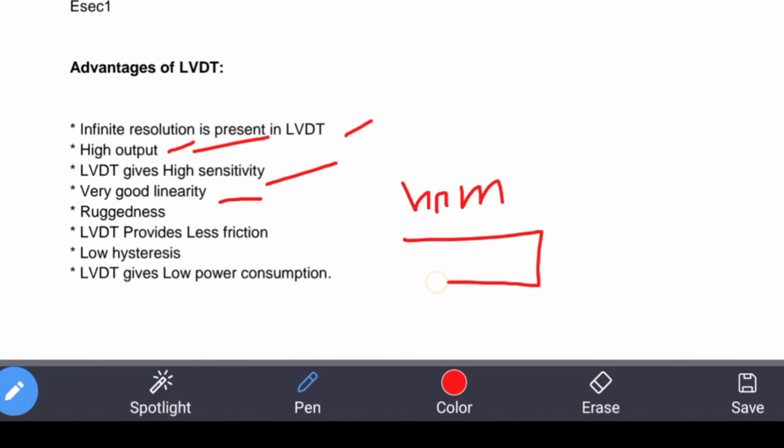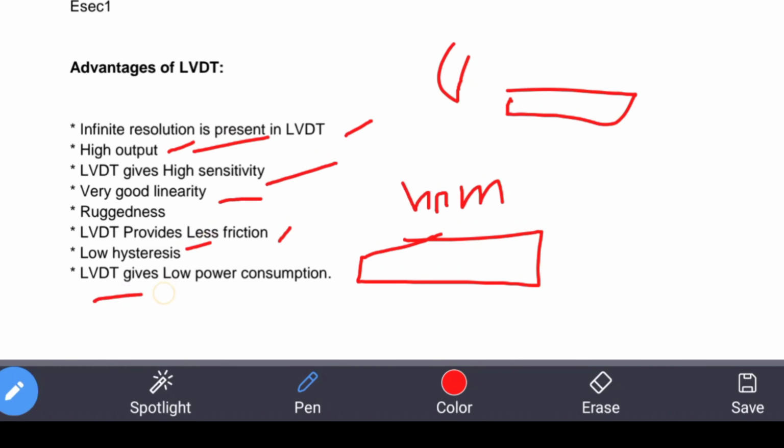LVDT provides less friction. There is no friction to the equipment because the core moves linearly inside, and there are no rotating parts. Friction will be less, and hysteresis loss will also be low. LVDT gives low power consumption. It consumes only the 10 volts we are applying. The power consumption is very low, which is the requirement for any instrument.